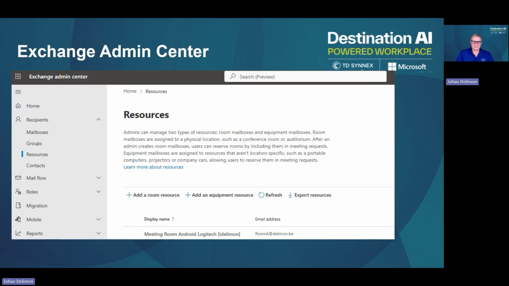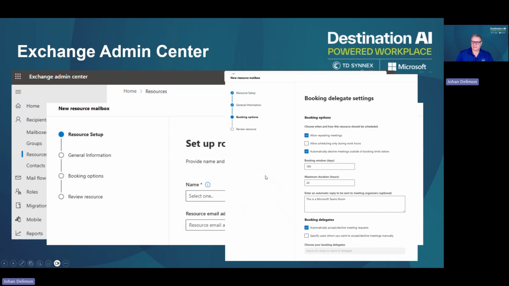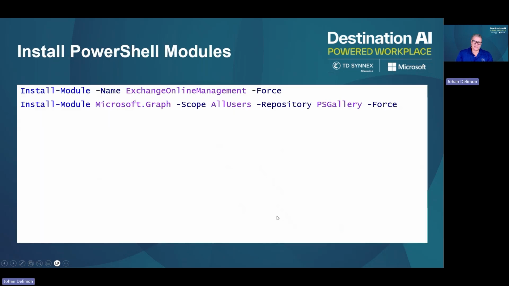So first of all, the Exchange Admin Center, we go to recipients, resources, and then we can add a resource, a room resource. So if we do this, we give it a name, an email address, select the domain, and then general information is not so important now. Obviously, we have the booking delegate settings. These are important for the rooms because we want to automatically accept or decline meeting invites and potentially say, okay, this is a Teams room. And then we can click next and then create this account.